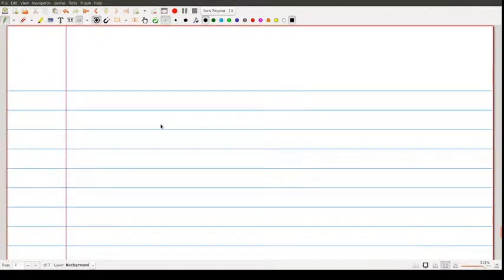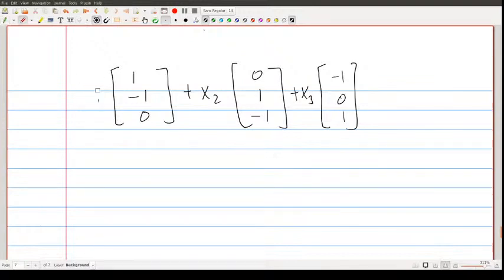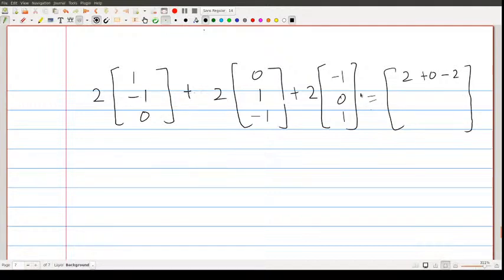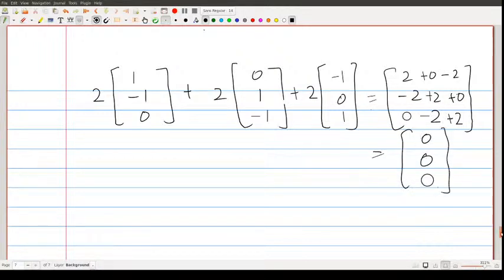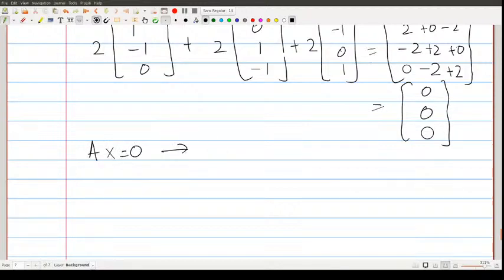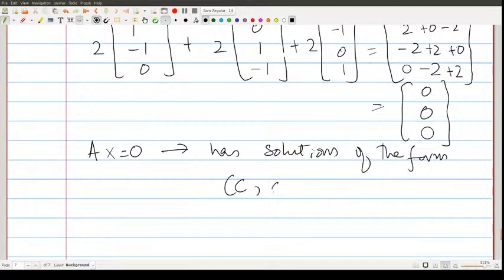Let's do an example immediately to see how this is happening. If I take this to be 2, 2, and 2, take all of them as the same values, then the first row gives me 2 plus 0 minus 2. The second row gives me minus 2 plus 2 plus 0. And the third row gives me 0 minus 2 plus 2. And this is all equal to 0, 0, 0. So this system, this Ax equals 0, has solutions of the form C, C, C, right? These are infinitely many solutions.